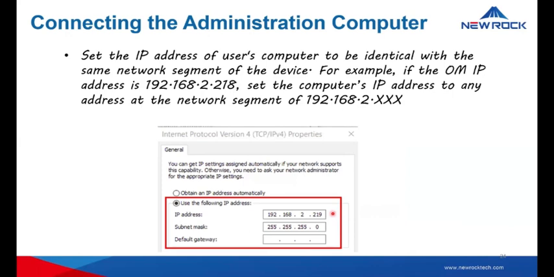After that, you need to connect to the administrator computer. Make sure that you connect to the same network segment. For example, the default IP for the OM20G or 50G is 192.168.2.218, so you need to set your personal computer to, for example, 192.168.2.219.